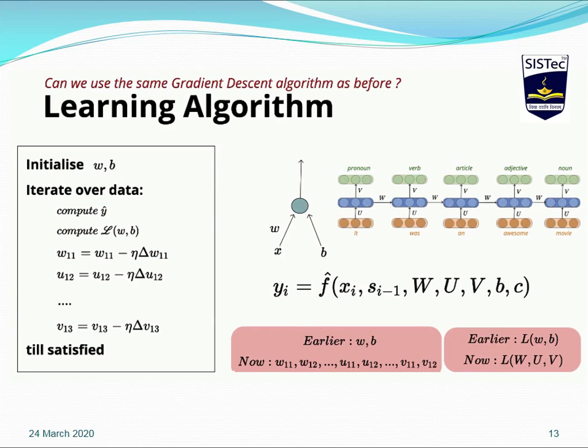Okay. The next module is the learning algorithm. The learning algorithm is the same, because the parameters are the same. We are interested in finding the weight matrix W, weight matrix U, weight matrix V, and bias C. The learning algorithm is the gradient descent algorithm, which is the same in both cases. Here the equation is given by W new equals W old minus eta times delta W, where eta is the learning rate.